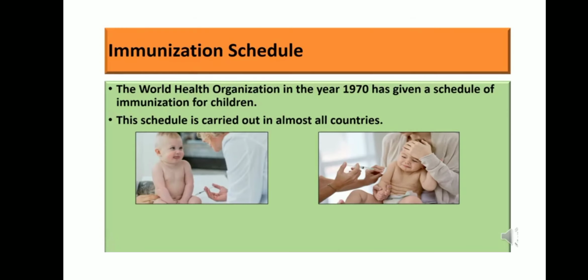Now let's see about the immunization schedule. The World Health Organization in the year 1970 gave a schedule for the immunization of children. Vaccination should be given to the child continuously at proper intervals. This schedule is carried out in almost all countries. Even you and me are vaccinated. At a certain interval of time, vaccination is given. That's why we are free from the diseases.